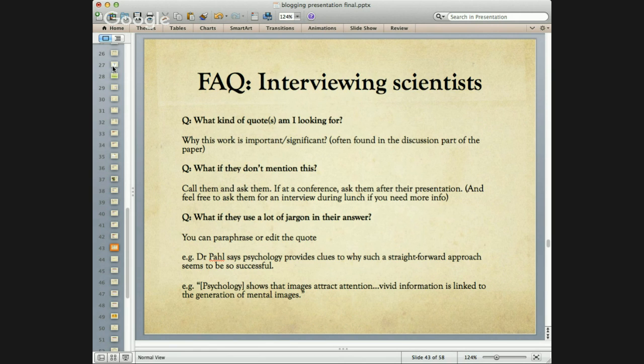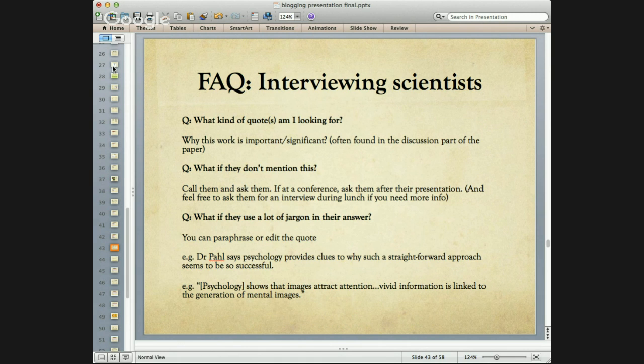So what happens if in the paper they don't mention why it's significant or important, or when you're at a presentation by a scientist and they don't touch on that or say it verbally? I would say call them and ask them for that kind of quote. Or if you're at a conference, you could ask them in the question time or after their presentation. And if you're blogging from a conference, which we'll talk about in the next webinar, feel free to ask presenters for an interview during lunchtime if you need more information from their presentation. So don't be shy, ask people to tell you that so you can use it in your story.